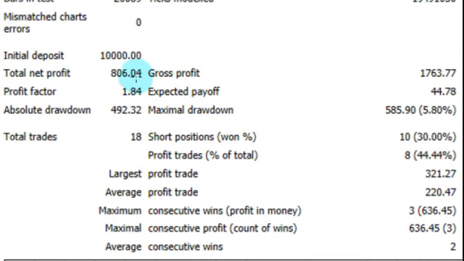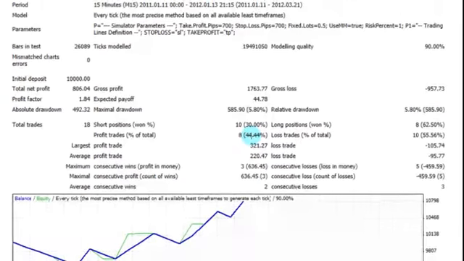8% profit on my account, on my deposit, only thanks to 18 trades. Can you imagine how big my profit would be if it was 180 trades? It would be 10 times bigger, which means 80% profit on my deposit, on my account, with only 40% success.